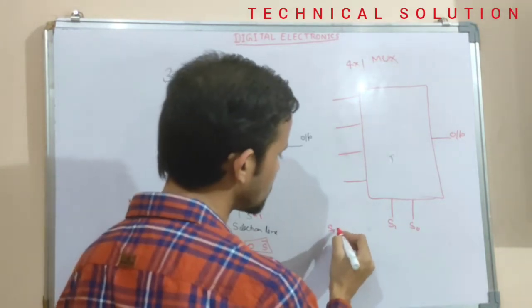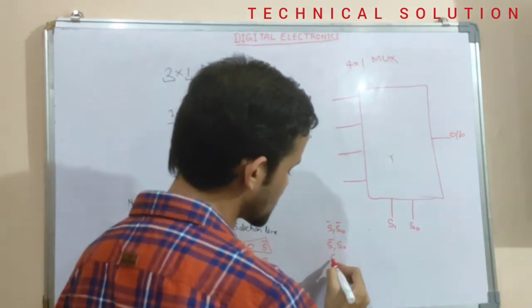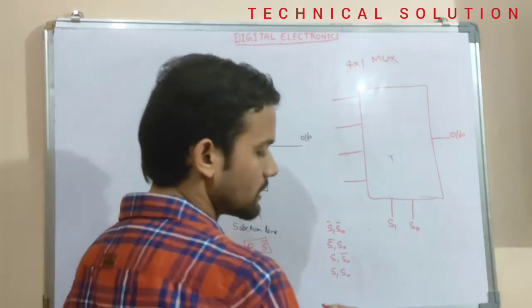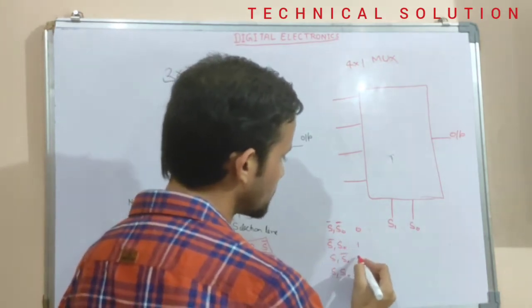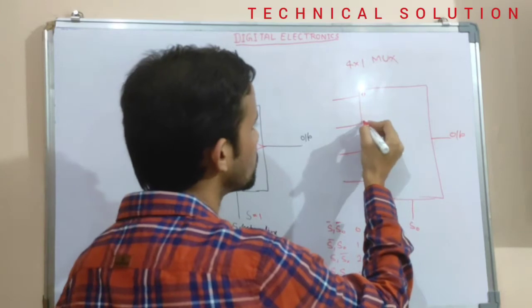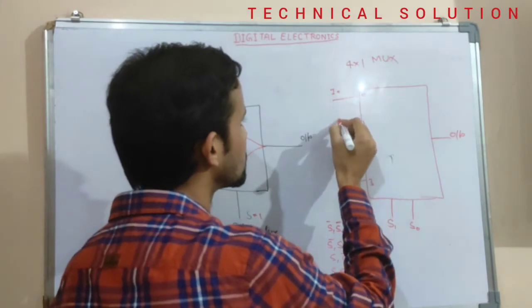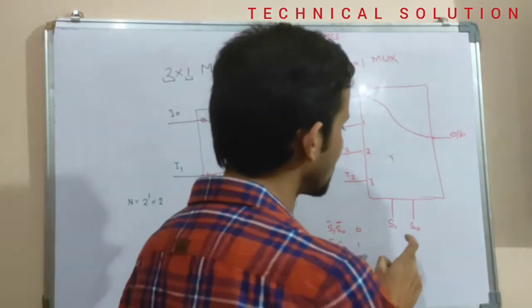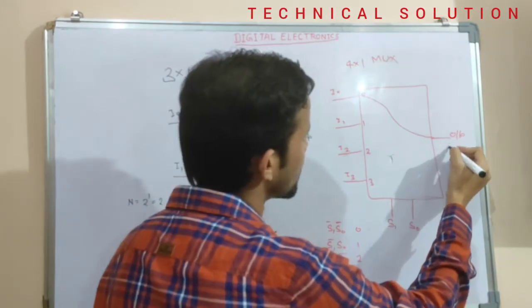That is S1 bar S0 bar, S1 bar S0, S1 S0 bar, and S1 S0. In the decimal system, they are represented by 0, 1, 2, and 3. So here we can also represent the inputs by 0, 1, 2, 3, or I0, I1, I2, I3. Based on these selection lines only, the input is passed towards the output. Let us say this output is Y.